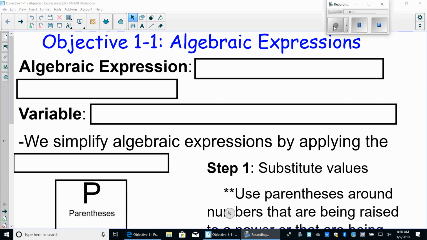Right, so this is going to be objective 1-1. What's an objective? If you have an objective for the day, what's an objective? Something you want to do, something you want to accomplish, okay? And that's how we're going to label our notes, by units. So this will be 1-1, and then the next one will be 1-2, the next one will be 1-3, and so forth and so on, okay?